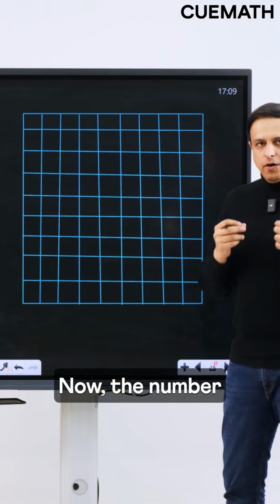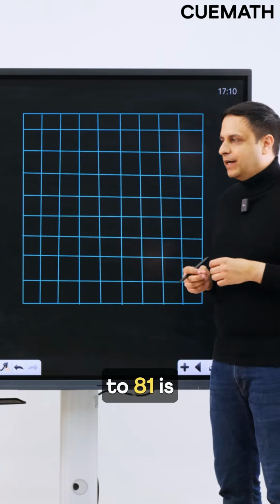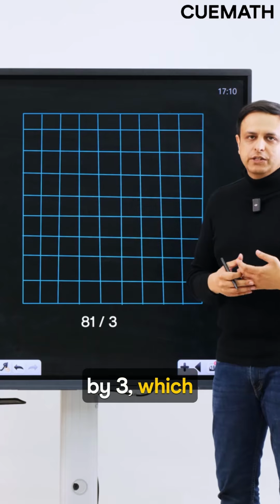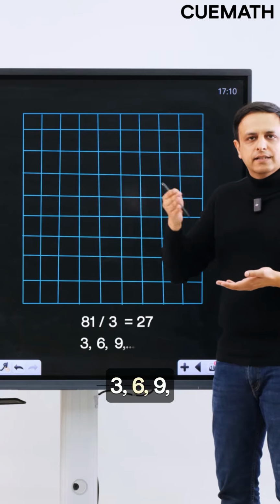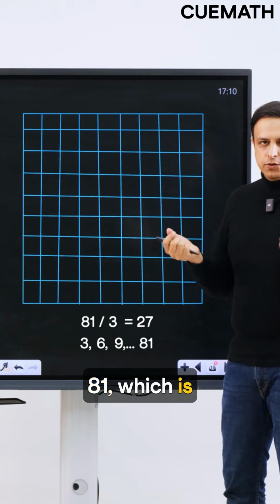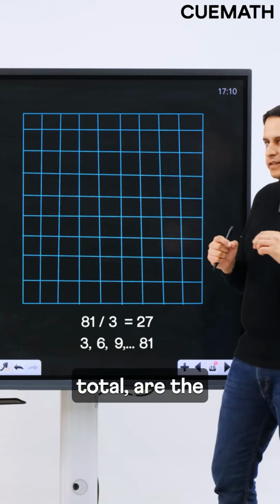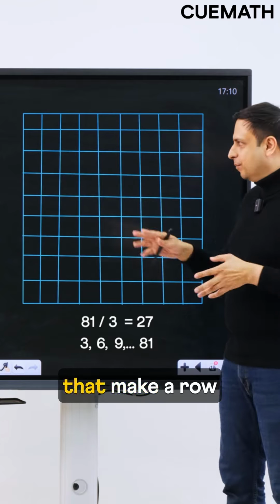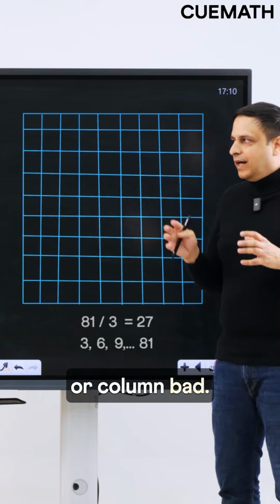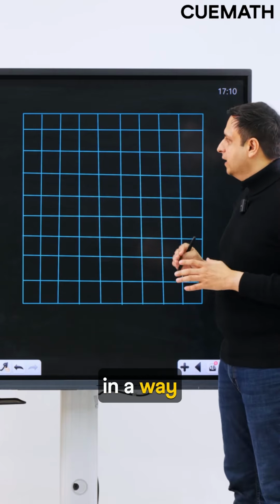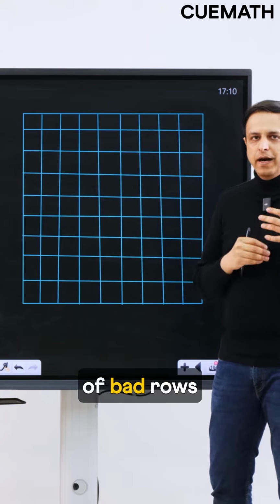Now, the number of multiples of 3 from 1 to 81 is simply 81 divided by 3, which is 27. So the numbers 3, 6, 9, 12 up to 81, which is 27 numbers in total, are the offending numbers that make a row or column bad, and we have to place them in a way that gives us the minimum number of bad rows and columns.